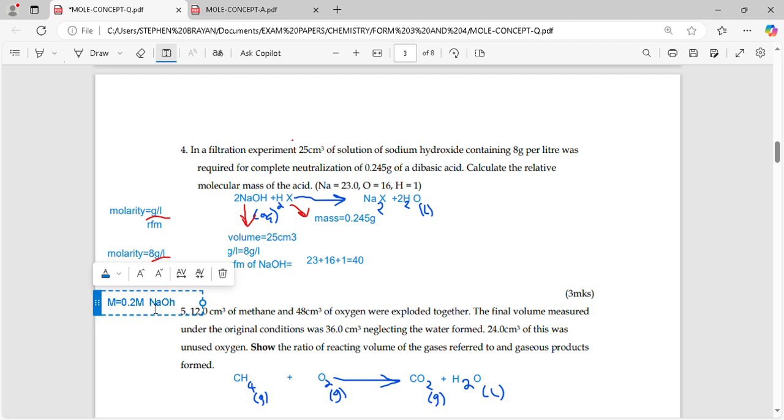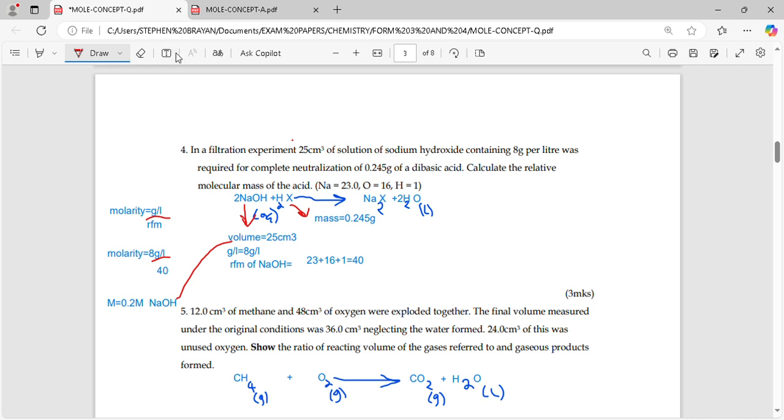Because we have the molarity of sodium hydroxide, and this volume of sodium hydroxide, it means we can get moles, because anything molar is equivalent to a liter of a solution. So what about this volume that is up here? That is going to help us get the moles of sodium hydroxide.